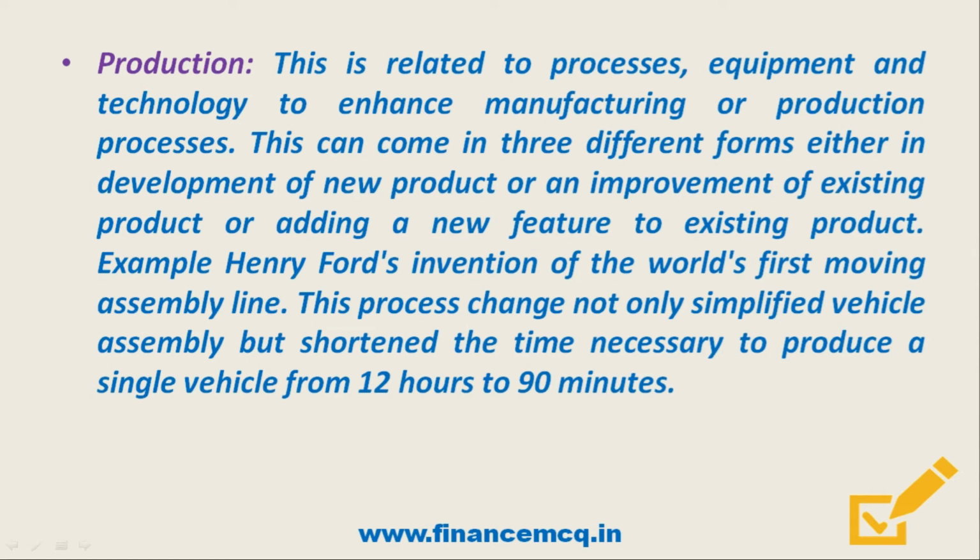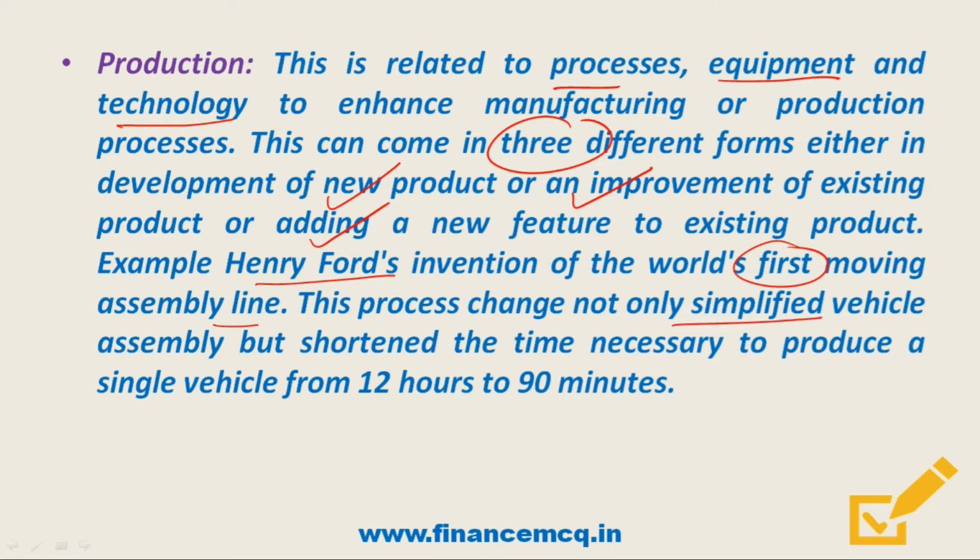So next we will see the application of process innovation in production area. Friends, this is related to process, equipment, technology to enhance manufacturing or production process. Friends, this can come in three different forms, either in development of a new product or improvement of an existing product or adding a new feature to the existing product. Let's take an example of Henry Ford's invention of world's first moving assembly line. Friends, this process change not only simplified vehicle assembly but shortened the time necessary to produce a single vehicle from 12 hours to just 90 minutes.